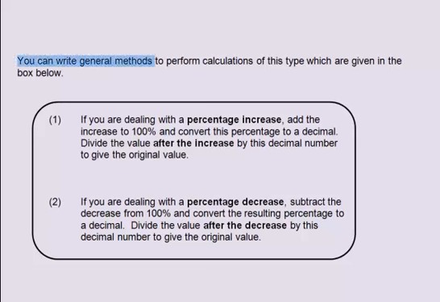You can write general methods to perform calculations of this type, which are given in the box below. 1. If you are dealing with a percentage increase, add the increase to 100% and convert this percentage to a decimal. Divide the value after the increase by this decimal number to give the original value. 2. If you are dealing with a percentage decrease, subtract the decrease from 100% and convert the resulting percentage to a decimal. Divide the value after the decrease by this decimal number to give the original value.